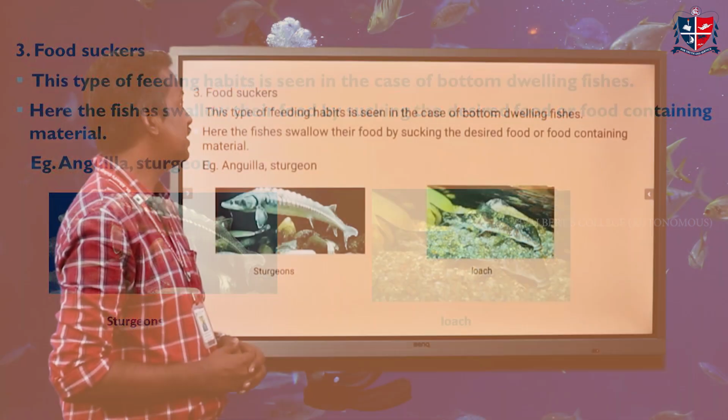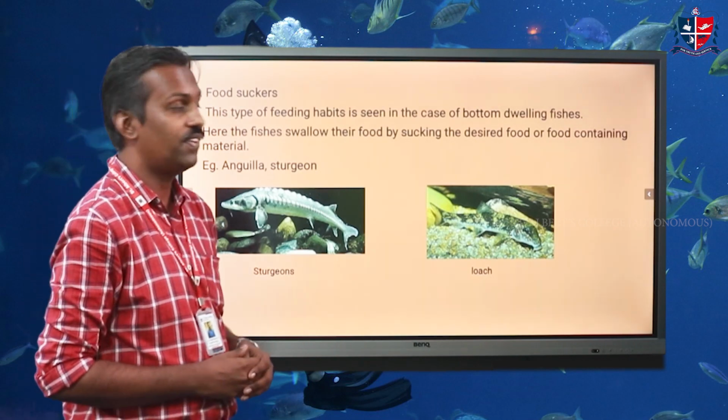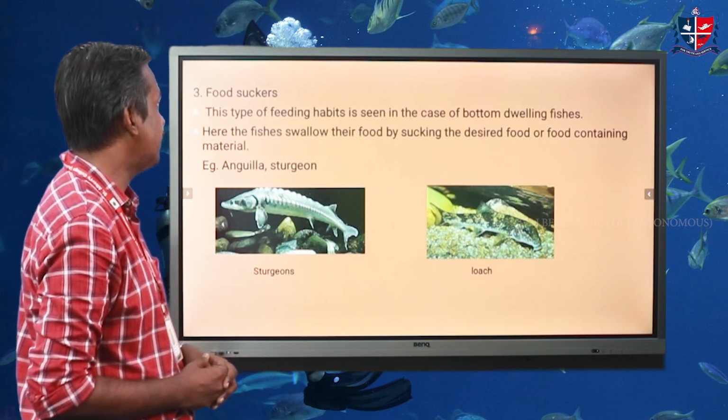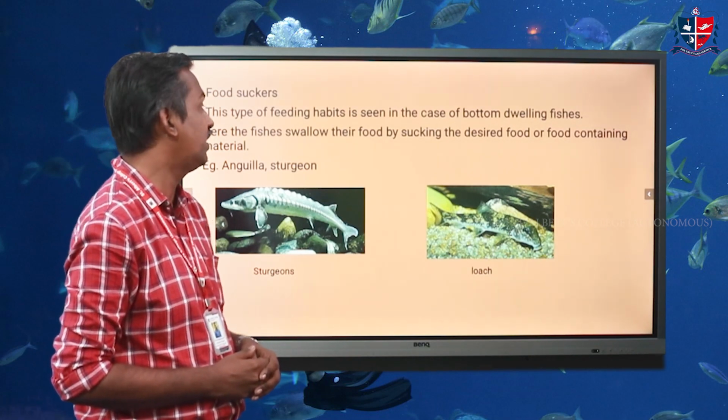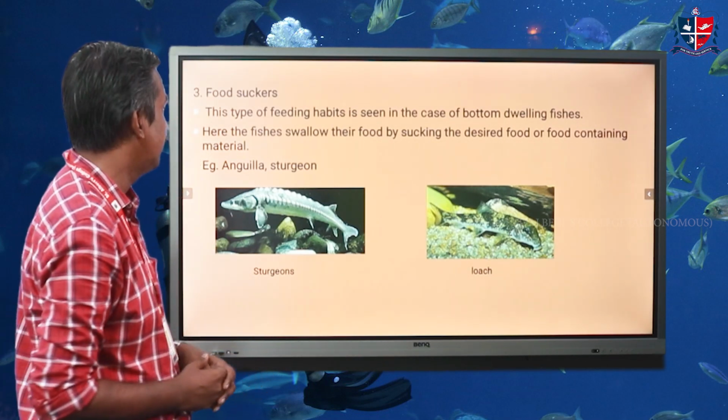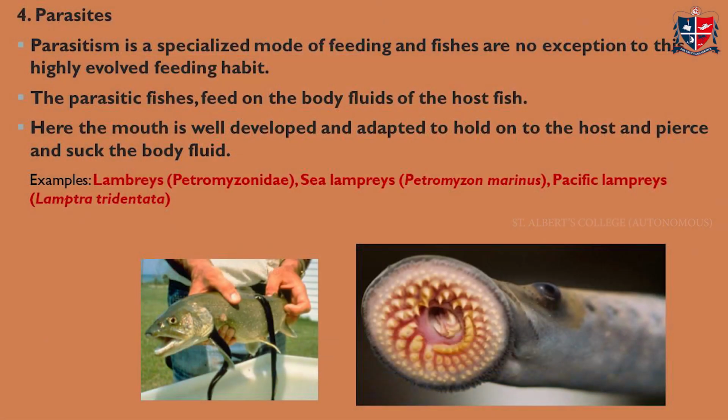The third one is food suckers. This type of feeding habit is seen in bottom-dwelling fishes. Here the fishes swallow their food by sucking the desired food or food-containing material. The examples are angler and sturgeon fishes.